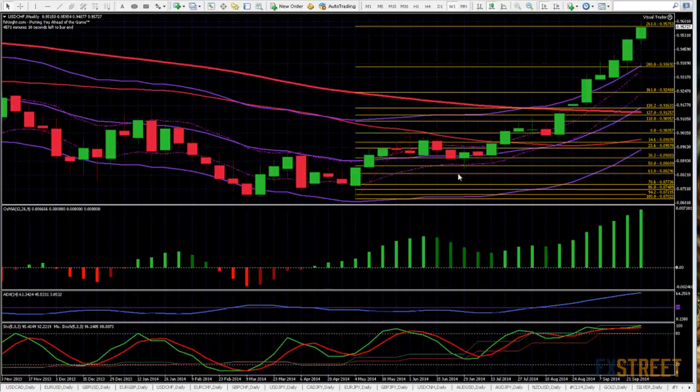In a nutshell on this one, this was a retracement to 50%. We hit our 161 target. We went on to have two bonus rounds from 161 to 200, and then from 200 up to 261.